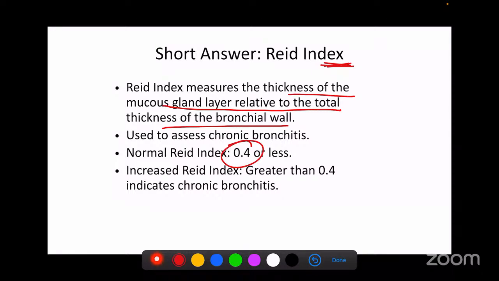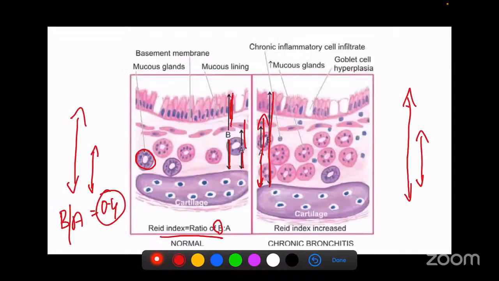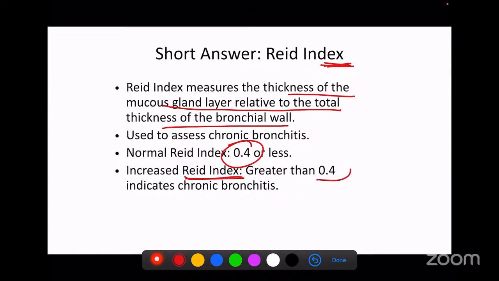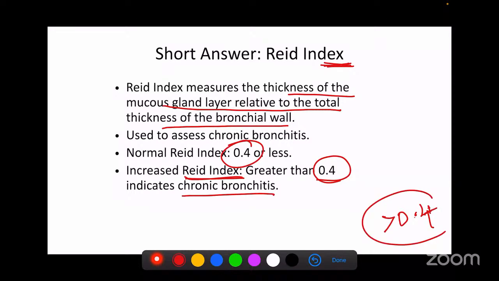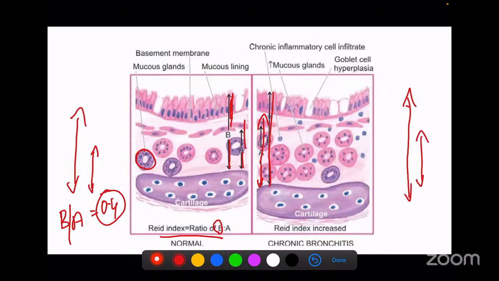Because mucus secretions are increased because of smoking, more mucus production is necessary, mucus glands increase in size, and hence the thickness of mucus glands is also increased in chronic bronchitis. Because of that, the Reed index is increased in chronic bronchitis. This indicates chronic bronchitis. So remember, the Reed index is normally 0.4, and in chronic bronchitis it is more than 0.4 because of the increase in thickness of the mucus glands, as we can see here.